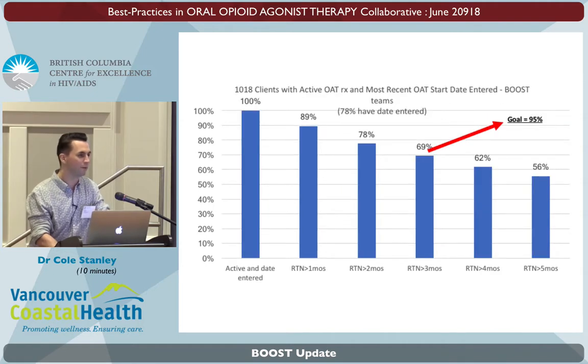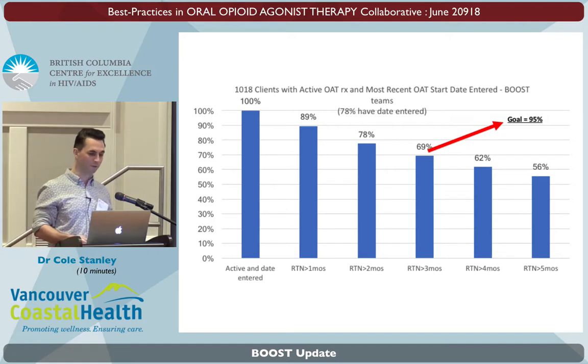And then finally, we can get this sort of retention data. Okay, so we need that start date entered that I mentioned earlier, and so that 78% of folks have that entered if they have an active prescription, so it's pretty good. But make sure it's entered for everybody. And then out of those clients with active prescription, 69% have been on therapy for 3 months or longer. So we want to get that up quite a bit. We don't want to keep having people on therapy for very short periods because it doesn't do them much good that way.